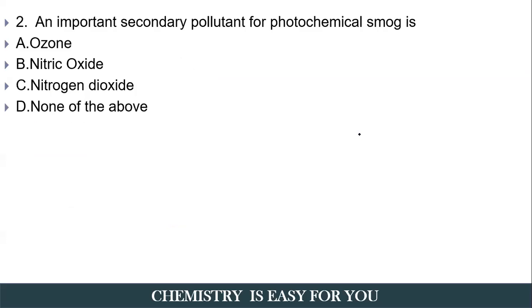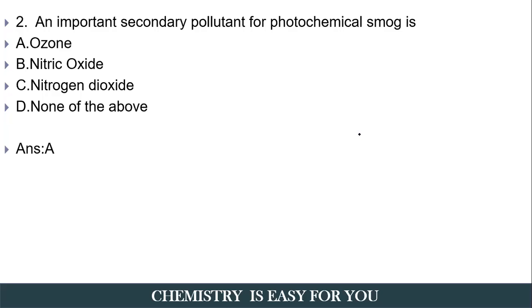Now the second question: an important secondary pollutant for photochemical smog is. In these kinds of questions, the difficulty comes in identifying and differentiating between the options. So here: nitric oxide, nitrogen oxide, ozone, and none of the above. The answer can be any of these because we know that all of these are pollutants. So the key is knowing what the primary pollutants are and what the secondary pollutants are. First of all, the answer here is ozone.